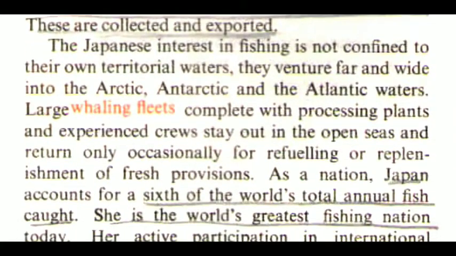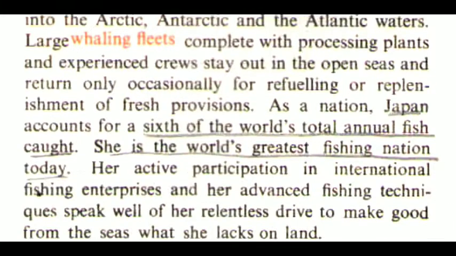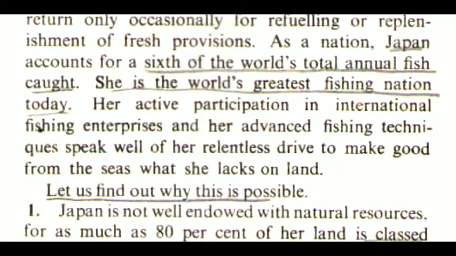The Japanese interest in fishing is not confined to their own territorial waters. They venture far and wide into the Arctic, Antarctic, and the Atlantic waters. Large whaling fleets, complete with processing plants and experienced crews, stay out in the open seas and return only occasionally for refueling or replenishment of fresh provisions. As a nation, Japan accounts for a sixth of the world's total annual fish catch. She is the world's greatest fishing nation today. Her active participation in international fishing enterprises and her advanced fishing techniques speak well of her relentless drive to make good from the sea what she lacks on land.